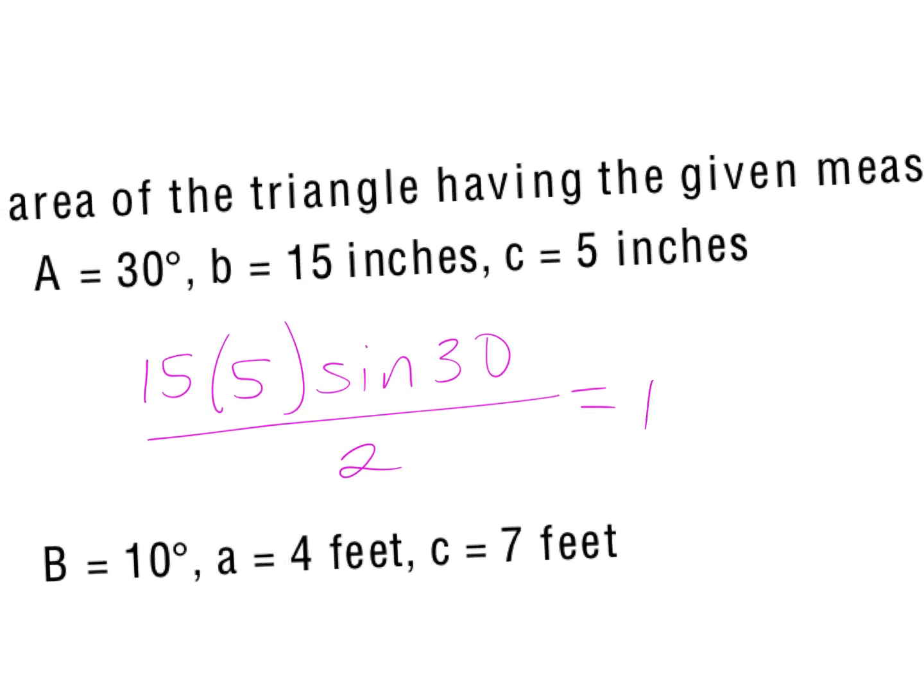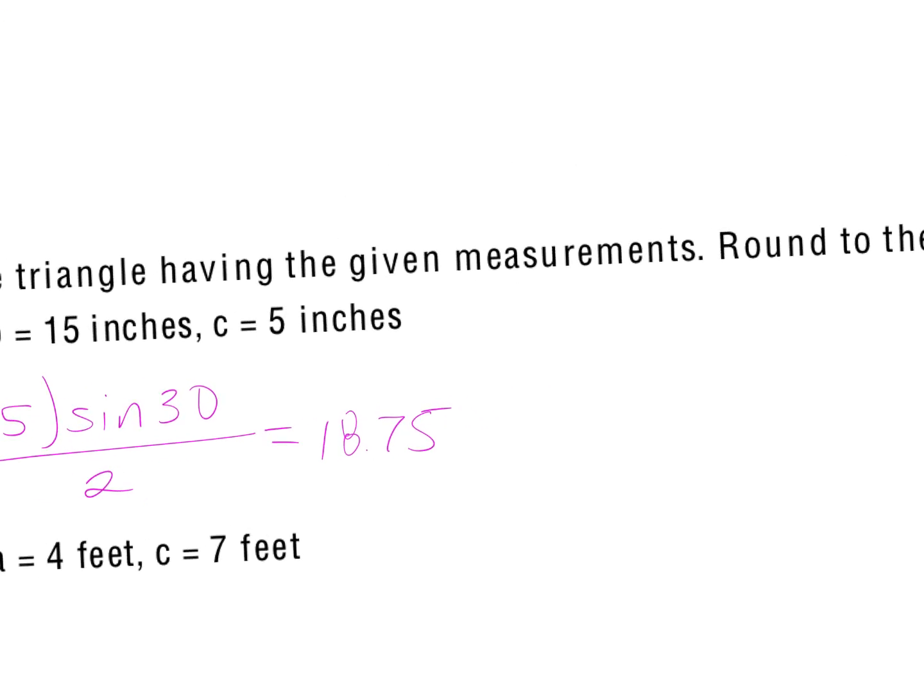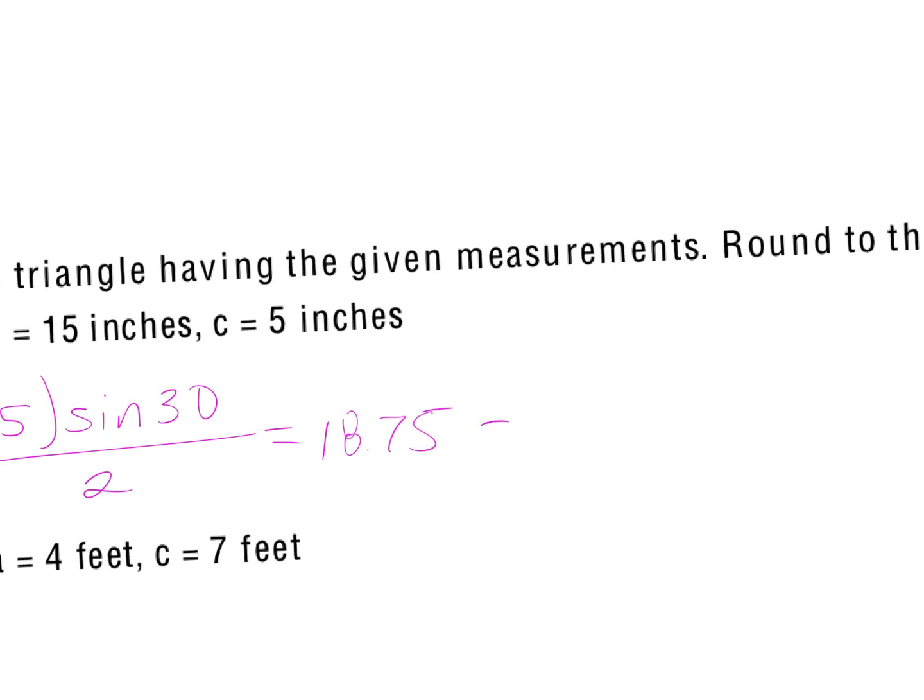You get 18.75. So the directions here say round to the nearest unit. So that means 18.75 would be what? 19. And then what is the unit that we're talking about? Inches, and it would be squared. Why is it squared? Because it's talking about area. Good.